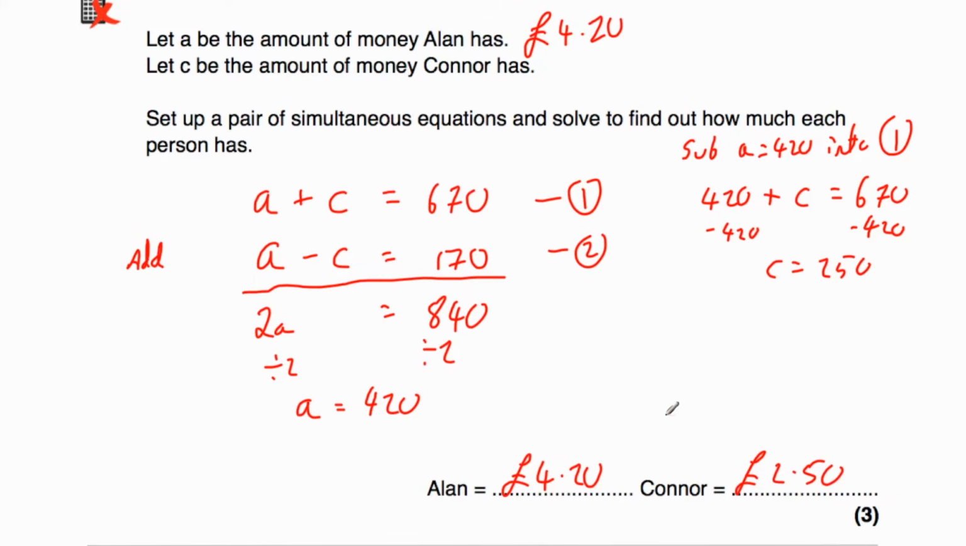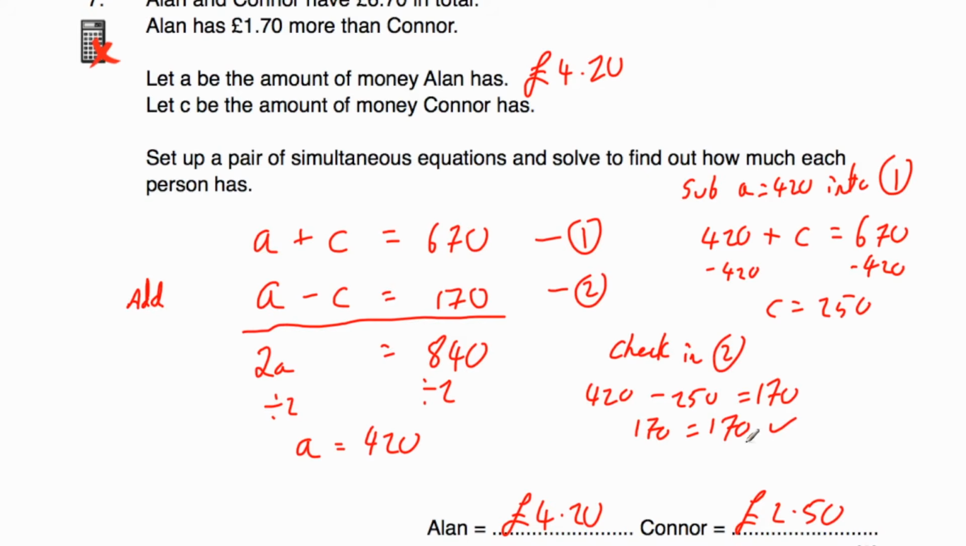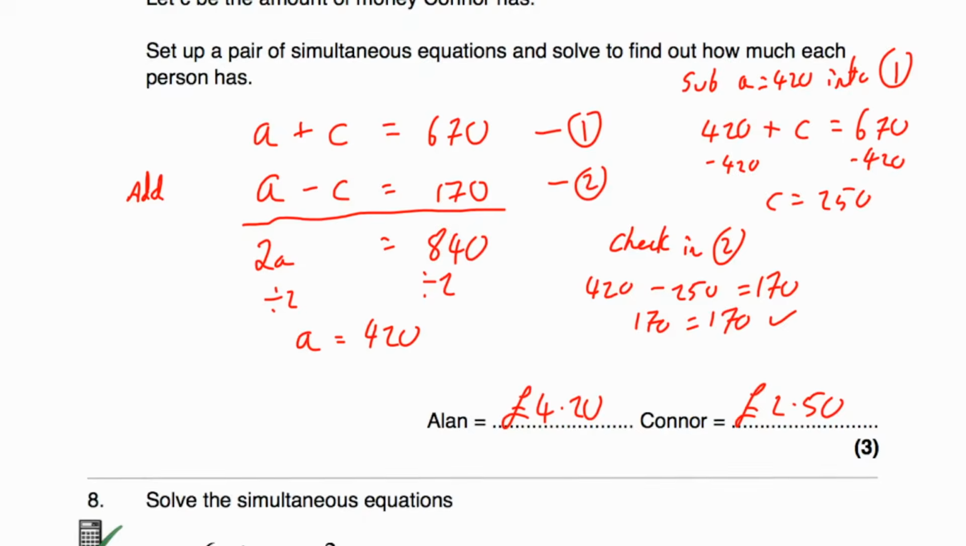And we can check our answer. We can check in 2. So if we do a take away c, it should be 170. So check in equation 2. A, which is 420, take away c, which is 250, should be equal to 170. And it is, so we get 170 equals 170, so we're correct. So that means that Alan has £4.20, or 420 pence, and Connor has £2.50. And if we go back up and check our question, they have £6.70 in total, and Alan has £1.70 more than Connor. Okay, let's have a look at our next question, question number 8.